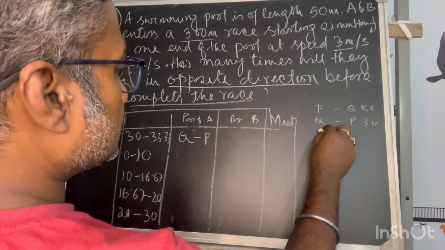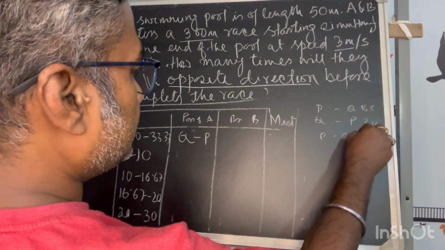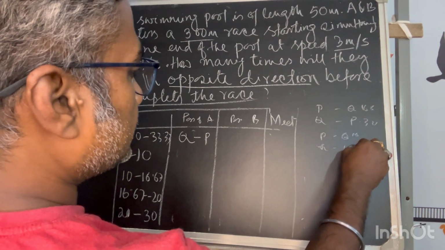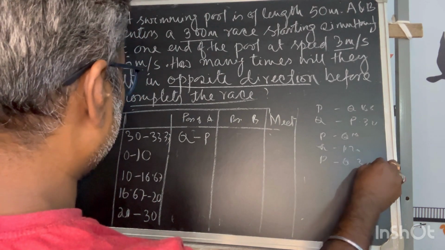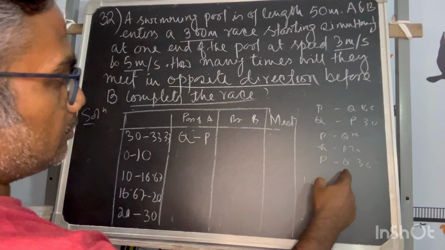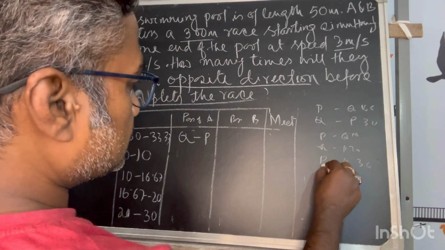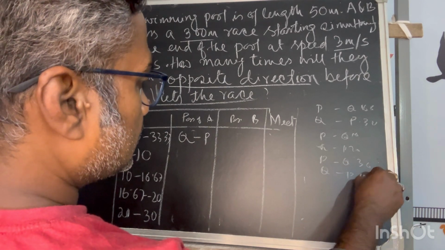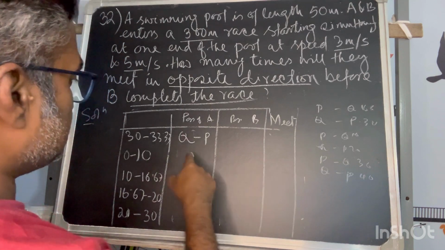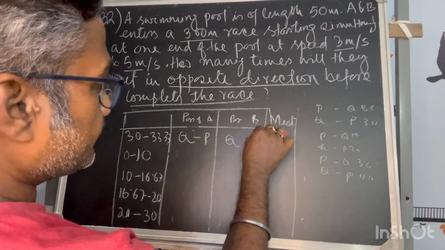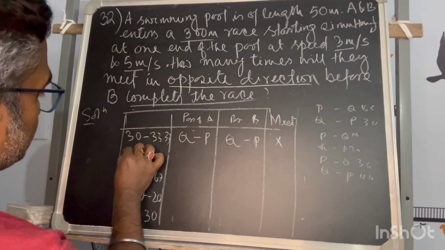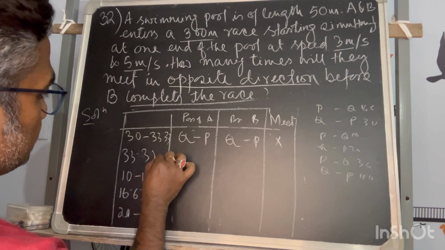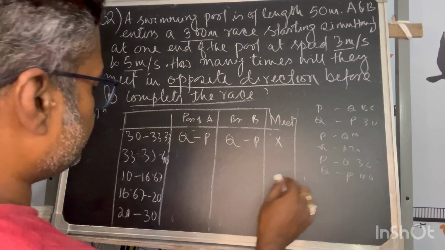B will be P to Q at 10, Q to P at 20, P to Q at 30. So at 30 he will reach Q. So for Q to P again it is 40. So he will be in Q to P. So no meet. Then after 33.33 to 40, the next one.